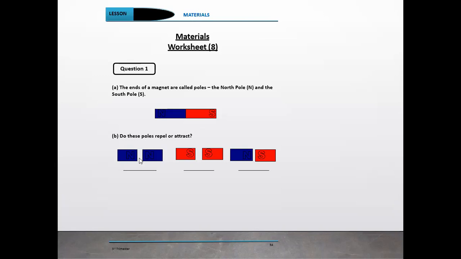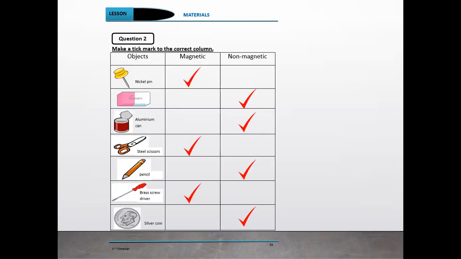So here is the north beside the north. Repel or attract? Repel. Why? Because they are like each other. They will not be attracted to each other. The second one, south and south. Also they will repel. They are like each other. They will not be attracted to each other. The last one, north and south. They will attract because they are unlike. Okay? Sorry also for the answers coming up.